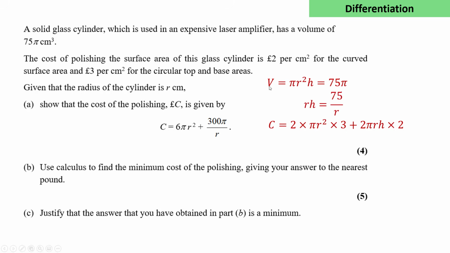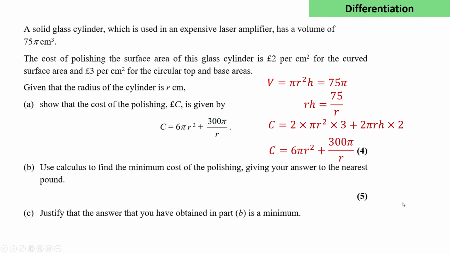From the first equation, we can cancel the pi's, and we can see that rh will be 75 over r. We can use that to eliminate h from the cost equation, and that will give us c equals 6 pi r squared plus 300 pi over r, which is what we wanted to show.